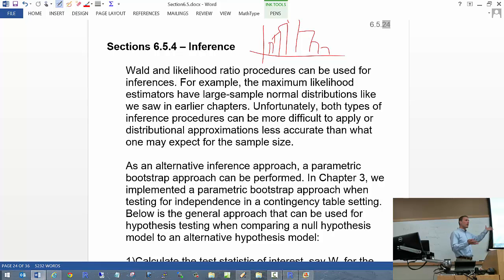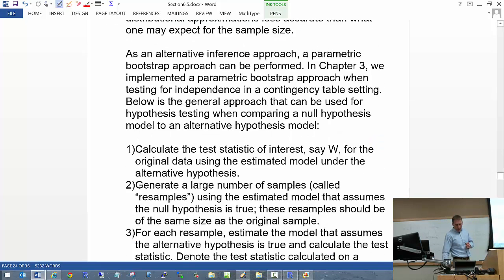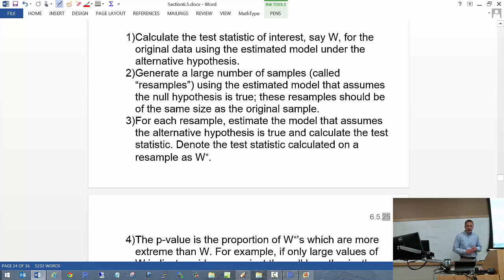So we're going to do something similar here. Here's the general approach. Calculate the test statistic of interest, say W, for the original data using the estimated model under the alternative hypothesis. Okay. So let's put this into the context of the place-kicking data set.